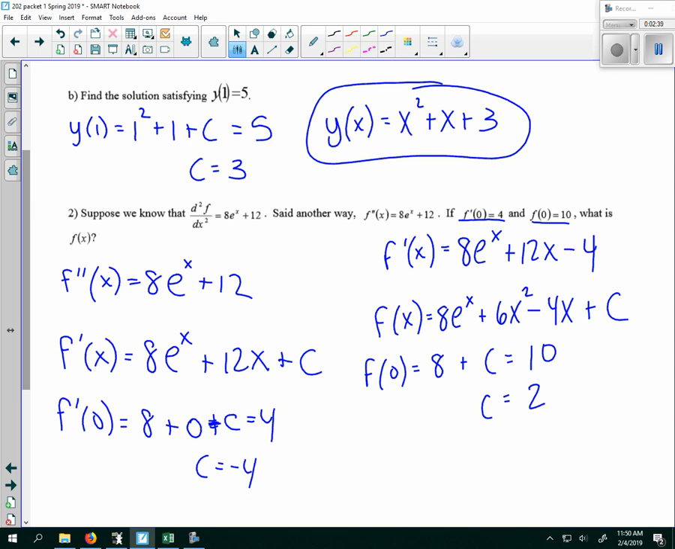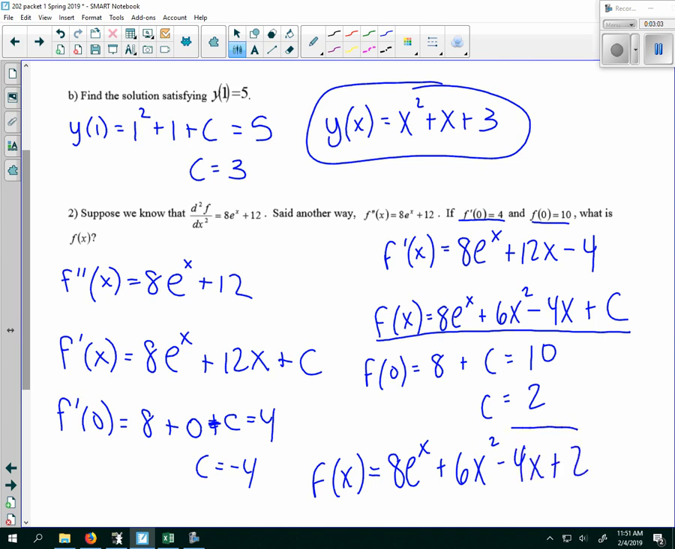Really tempting to circle that and think you're done, because you have so much experience solving for an unknown quantity and having that be the answer, but that's just a step on our way to the answer. f of x is this formula, but I replace the c with a 2. So I have 8e to the x plus 6x squared minus 4x plus 2.